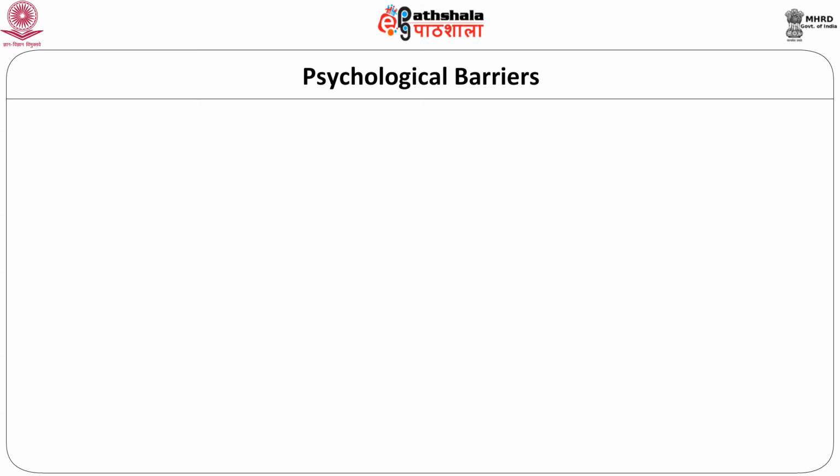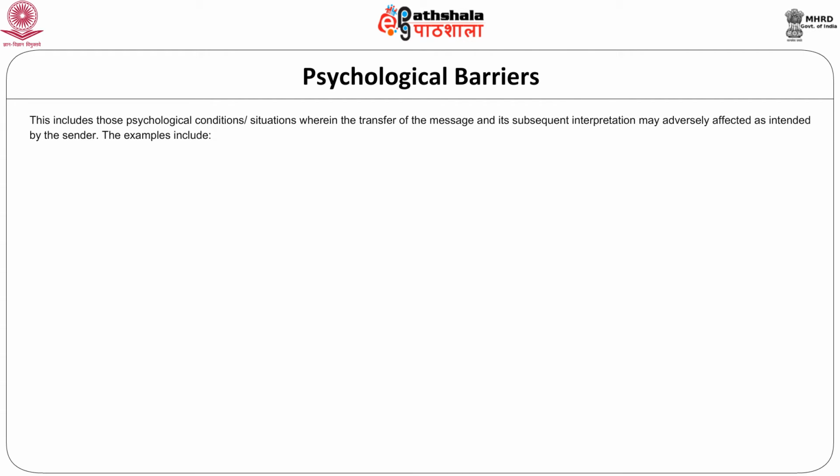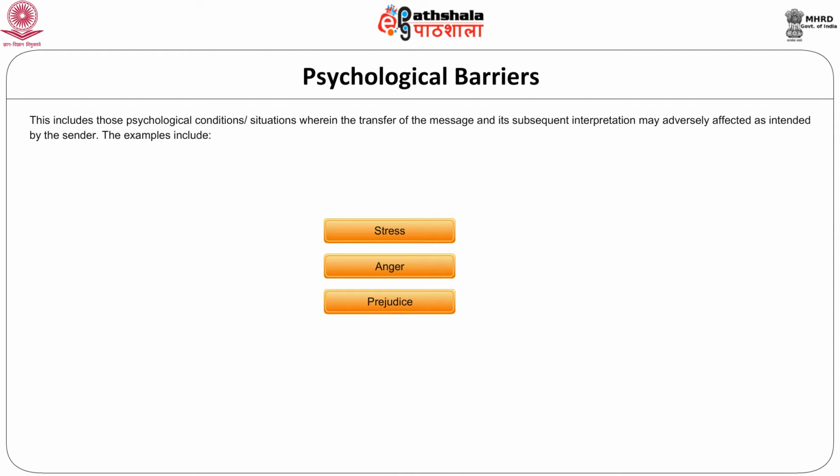The second category of barrier is psychological barriers. These include those psychological conditions or situations wherein the transfer of the message and its subsequent interpretation may be adversely affected, as not intended or unintended by the sender. The examples may include: first, stress; second, anger; third, prejudice; fourth, attitude; and finally, fifth, inferiority complex.